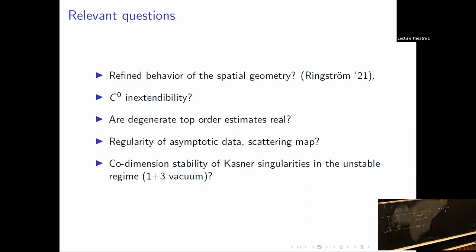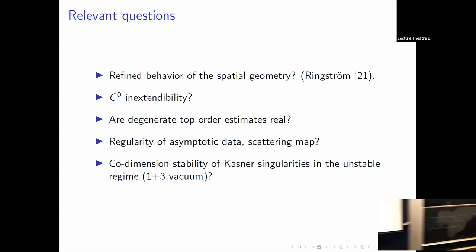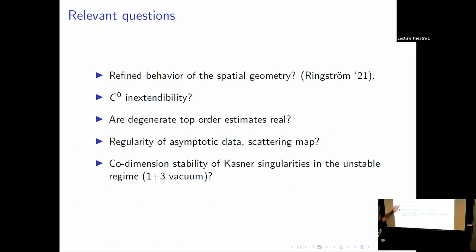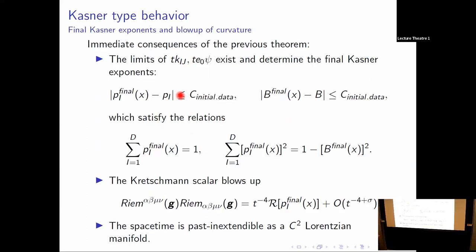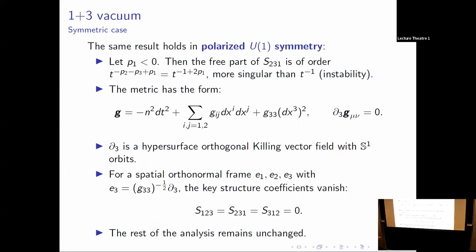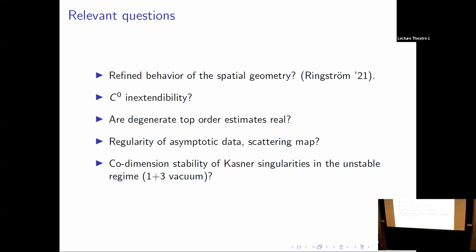All right, then I also have to ask about C0 and extendability in the presence of Jan. We don't know, of course. One interesting question is whether these degenerate top order estimates are actually there, or is it just the crudeness of our method of energy estimates? This is interesting because it's related to the regularity of the asymptotic data. So these Kasner exponents are as regular as the eigenvalues of the limit of T times K. So if T times K cannot be controlled or blows up at high orders, of course, you have no sense of identifying Kasner exponents. So if you really want to study the regularity of the asymptotic data, or have some sort of scattering map from asymptotic data to initial data on T equals one, you need to understand better this issue.